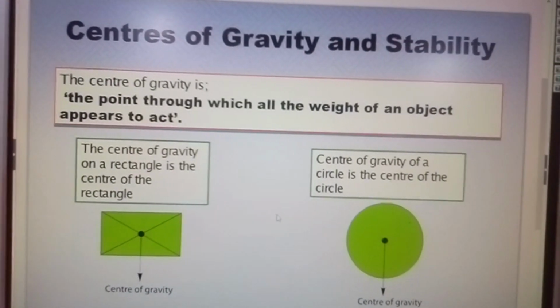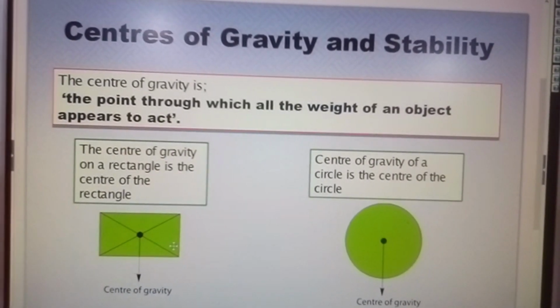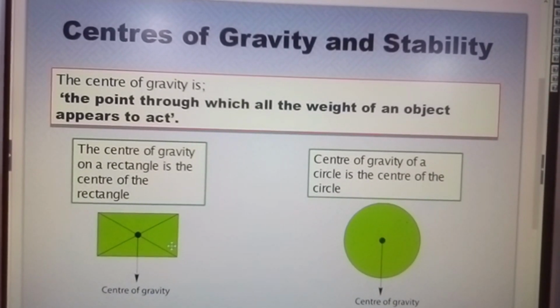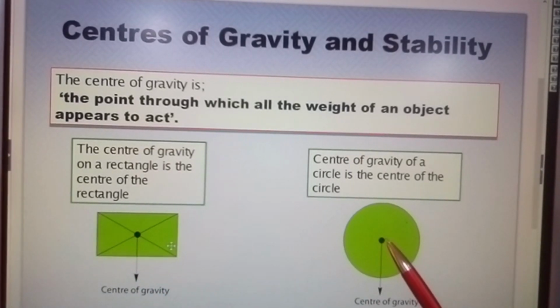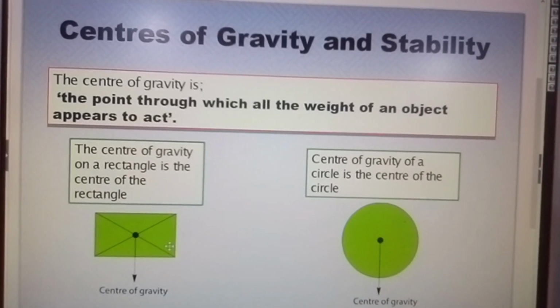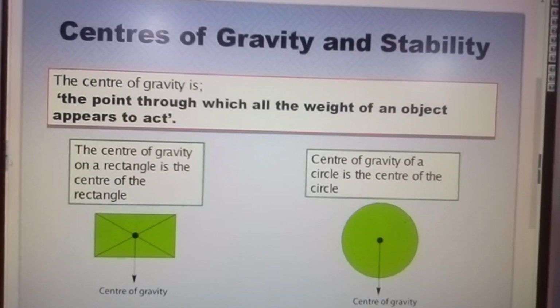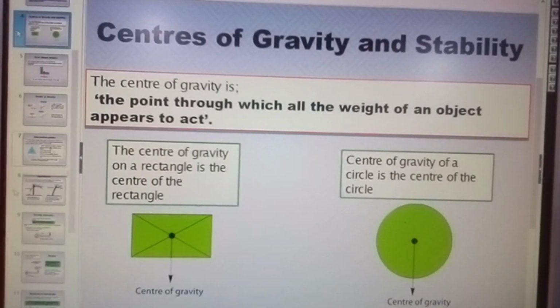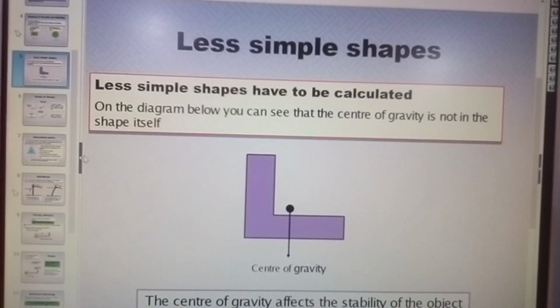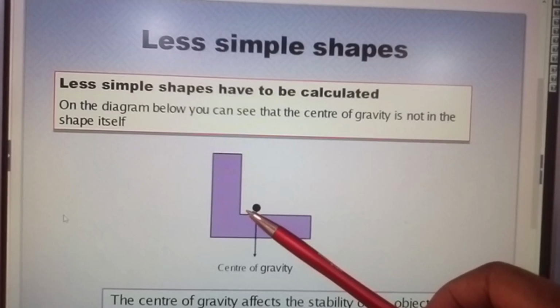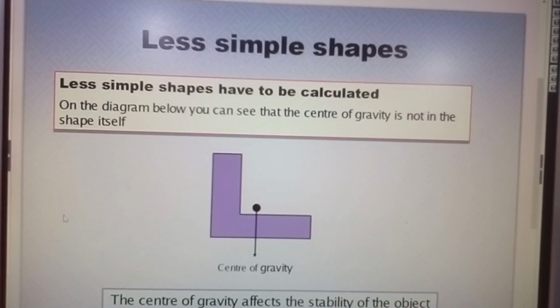Right, centers of gravity. Now, center of gravity means that something is stable, it doesn't fall over. You can see your center of gravity is at this point here. You can read that for yourselves, you don't need me to be reading this to you at all. And again, for shapes, you can see the center of gravity will be at this central point. The center of gravity affects the stability of an object.